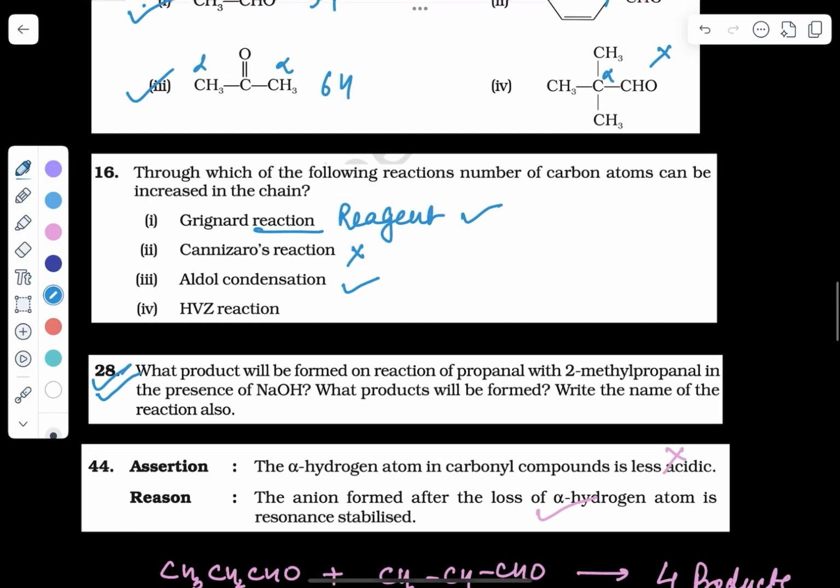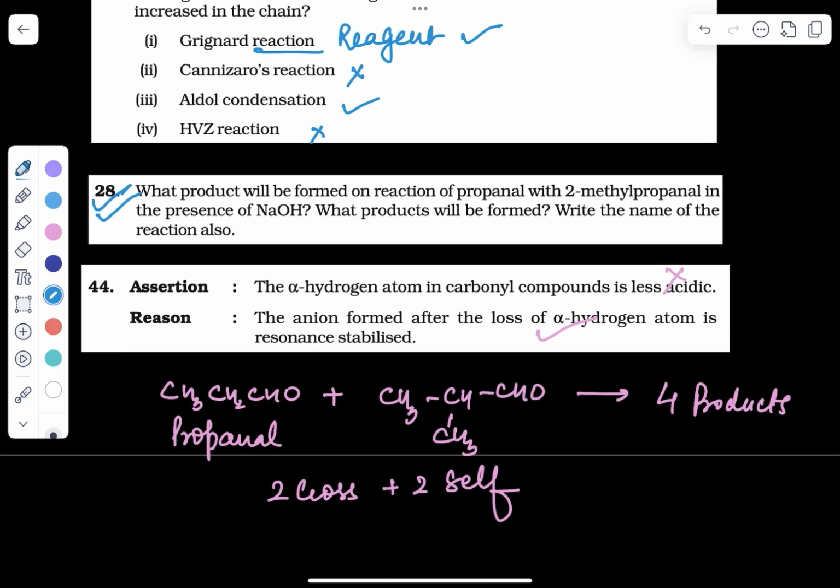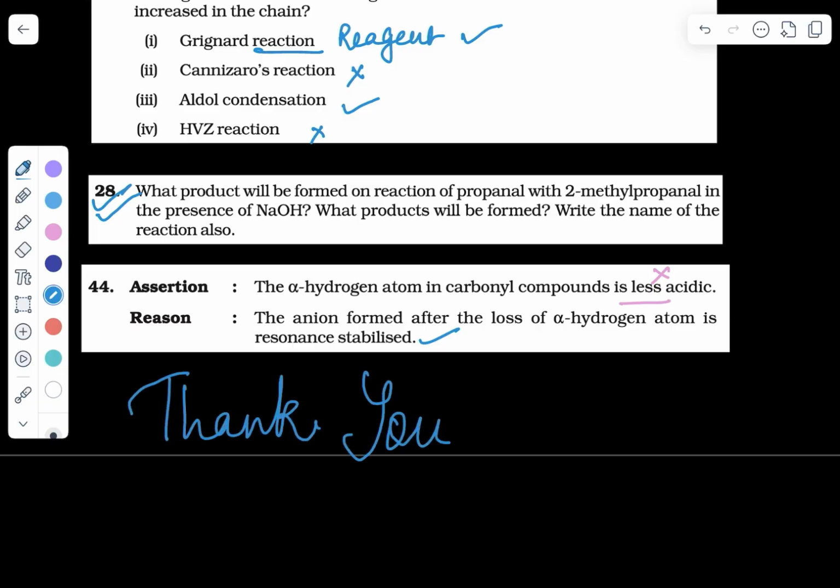Grignard reagent always increases the number of carbon atoms, and aldol obviously increases the number of carbon atoms. Alpha hydrogen, we have seen it is less acidic. It is given as less acidic, but this is wrong. It is more acidic, and the anion is resonance stabilized.